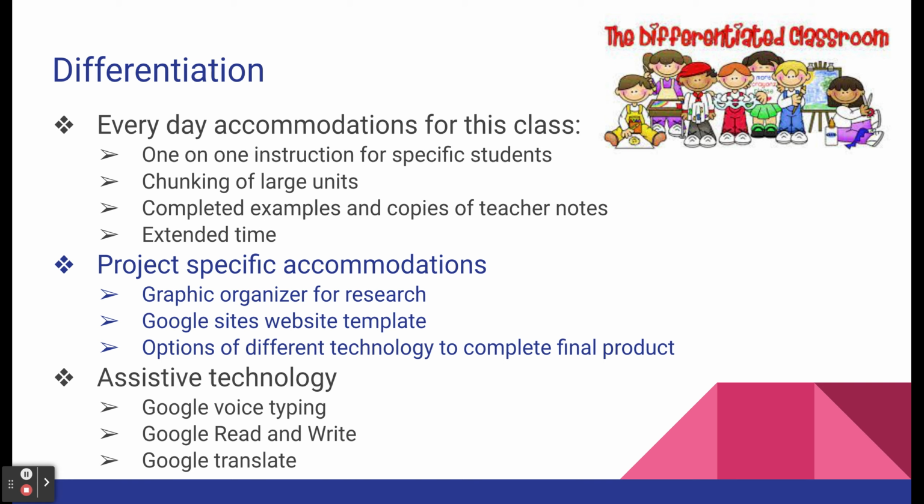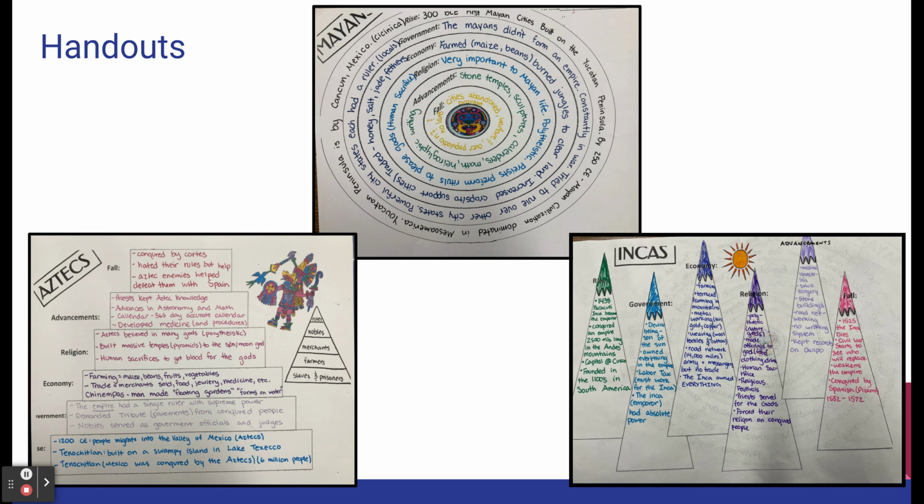Some assistive technology we think could be helpful is Google voice typing for the information they'll be including on their website, or as they're telling their story for their podcast, having a script that they write. Google Read and Write could help read the websites to our struggling readers, as well as the predictive writing that the Google Write portion incorporates. And then finally, for our EL learners, we thought Google Translate would be a very useful tool with both reading and writing.